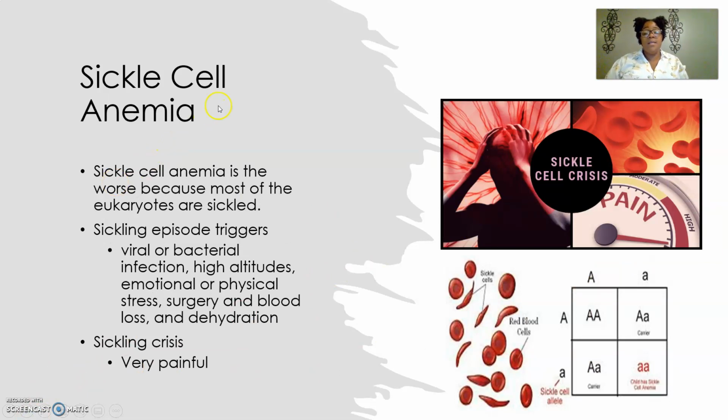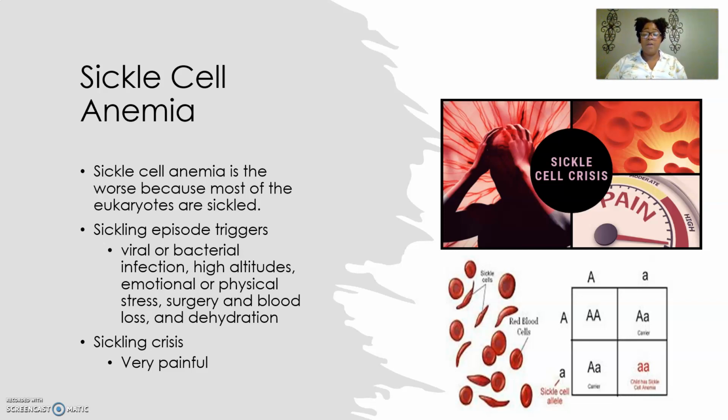Sickle cell anemia. This is true sickle cell disease. These people live a life of pain because their oxygen levels drop. They can't get as much oxygen throughout the body. The main thing to take away from this is sickle cell episodes and sickle cell crisis. Whenever you have a sickle cell episode, you have low blood oxygen, you're hypoxic. This can be triggered by a bacterial or a viral infection, high altitudes, emotional or physical stress, surgeries, blood loss, and dehydration. Sickle cell episodes aren't that bad, but they could cause sickle cell crisis.